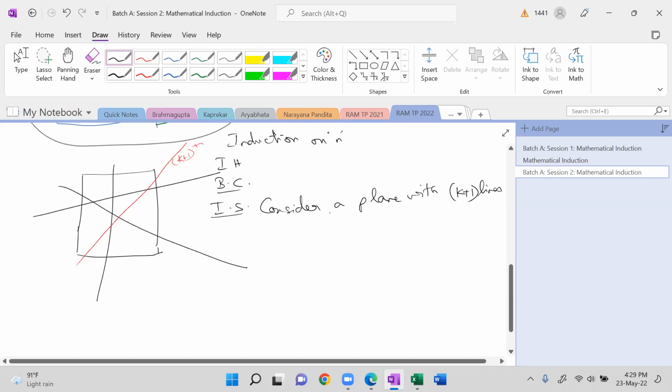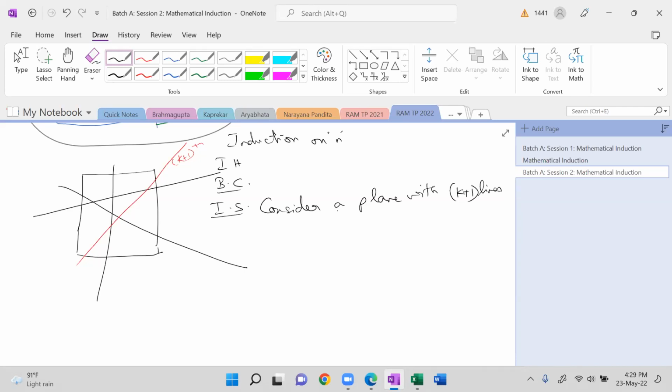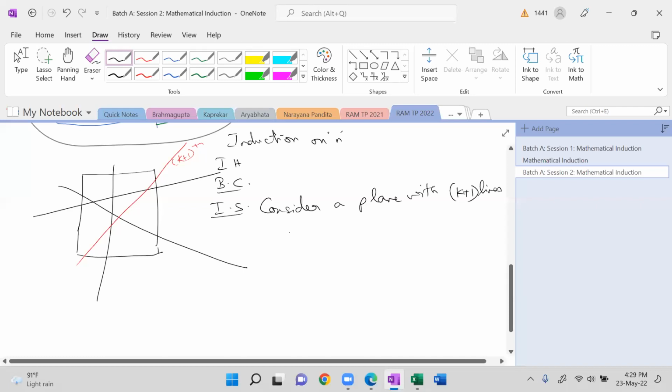Who is placing the lines on the plane? The adversary. So we are not touching it. We are saying you put it there, and I'm just going to argue with you. So consider a plane with k plus 1 lines. The adversary gives you this. Now you ask the adversary to remove the k plus 1th line. So the adversary says, okay, I have this. This is 1, this is 2, and say this is 3, and let's say this is k. So this is what it will look like. The adversary removes the k plus 1th line.